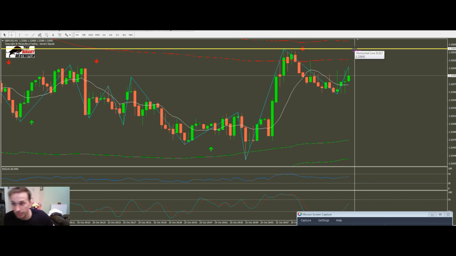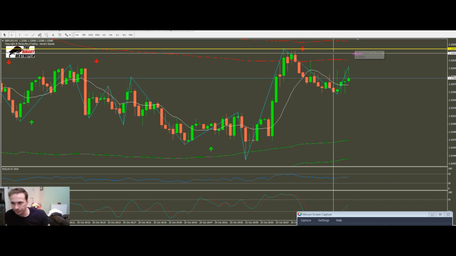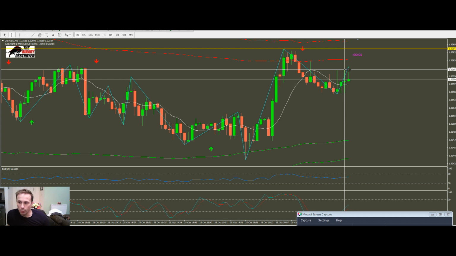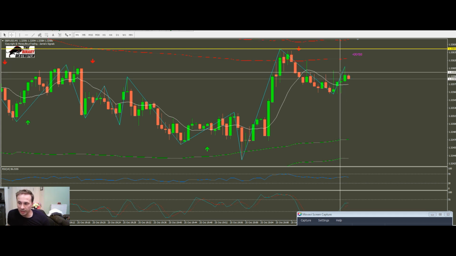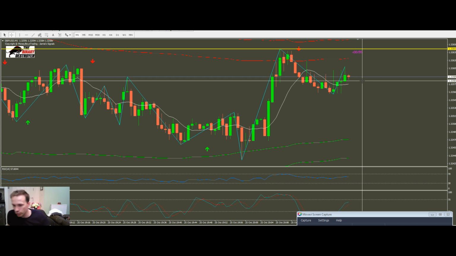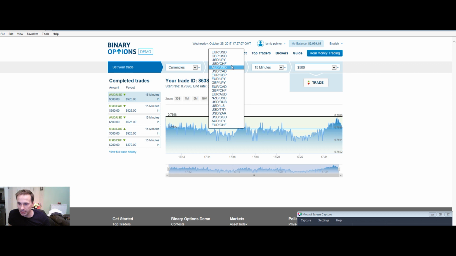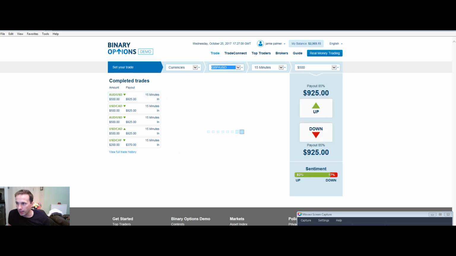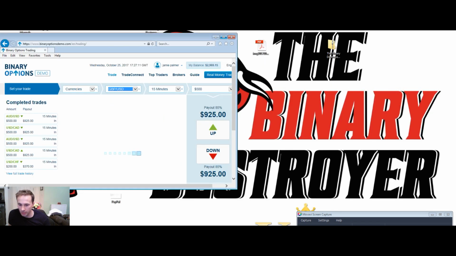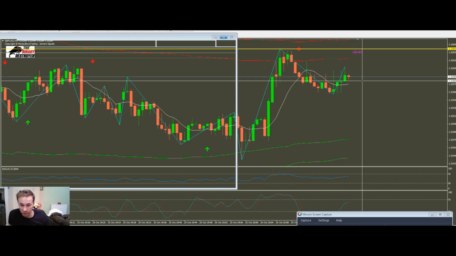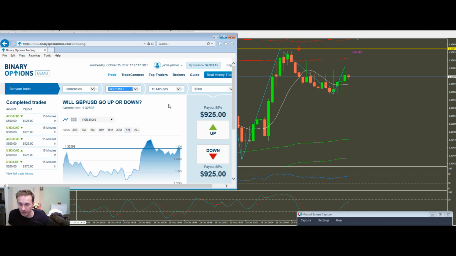Because it's making higher highs. So I'm watching it now. What can I see? I can see these big rejection candles here, but the price carries on shooting up. So let me just load up GBP/USD, and I'm going to put this side by side so we can get a perfect execution. Okay, so GBP/USD is loaded up now.